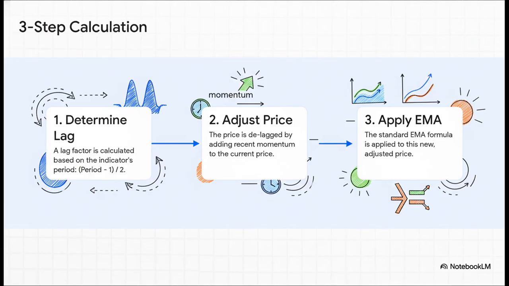Step 1, it determines the lag. It basically calculates how far behind a normal moving average of that period would be. Step 2, it calculates that adjusted price. It does this by taking today's price and adding the recent momentum to it. And then step 3, it applies the standard exponential moving average formula. But, and this is the key, it applies it to this new adjusted price instead of the actual price.